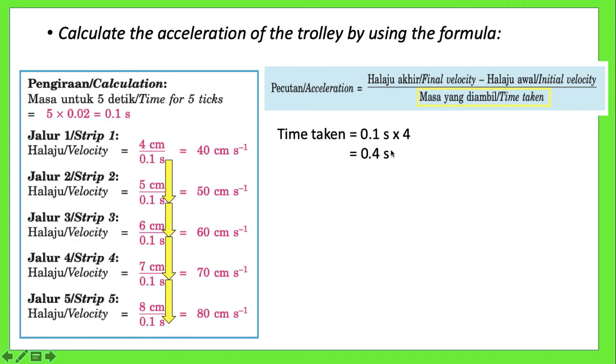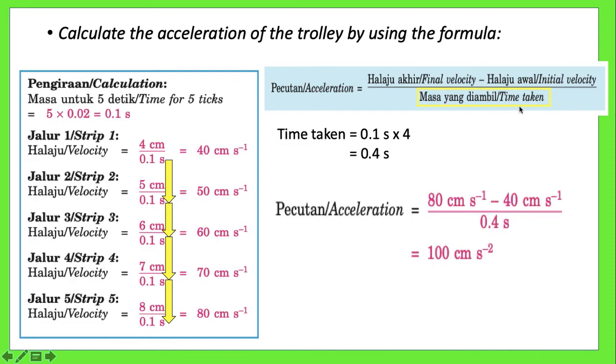When we substitute all the values into this formula, we will get 80 cm per second, that is the final velocity, minus 40 cm per second, which is the initial velocity, and the time taken here is 0.4 second. We will divide this value and we will get the acceleration is equal to 100 cm per second.